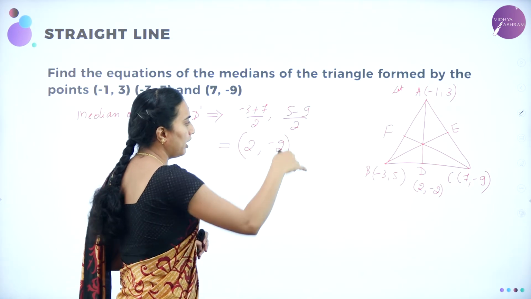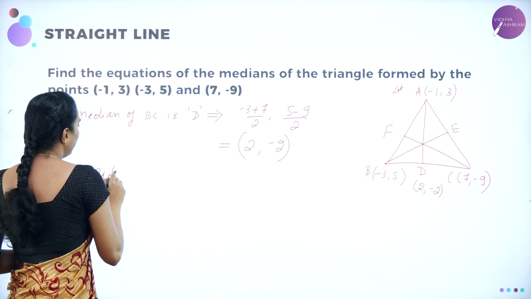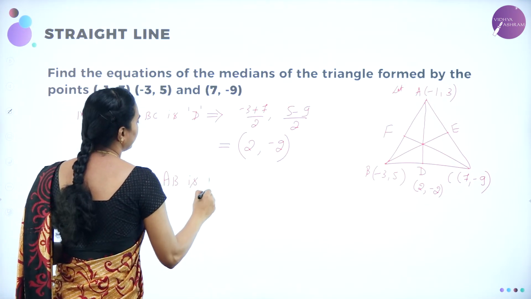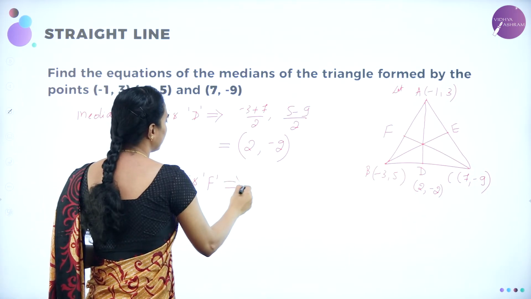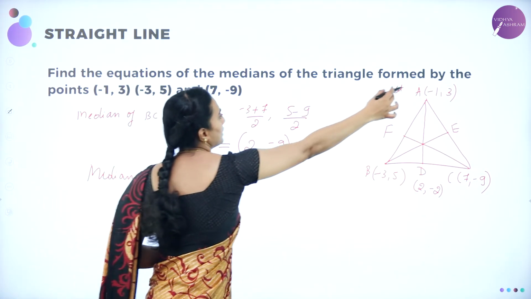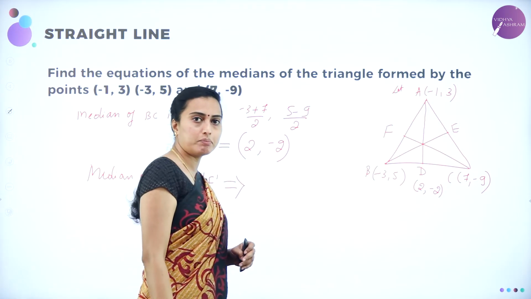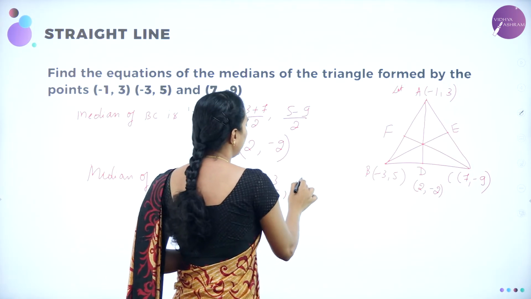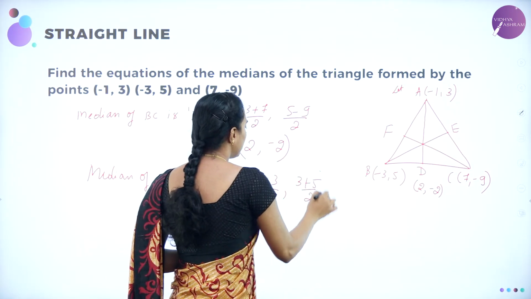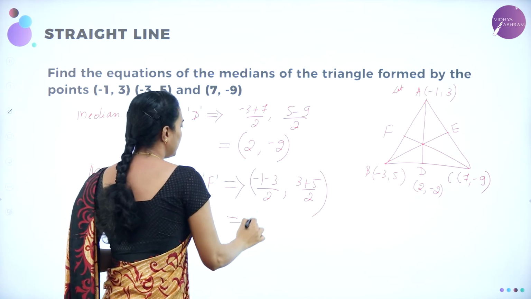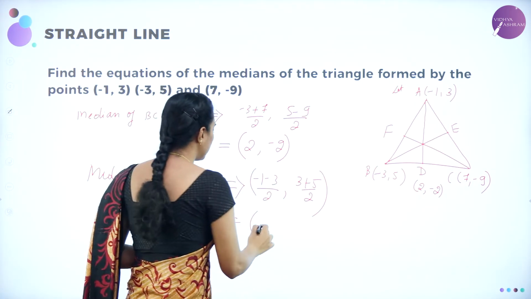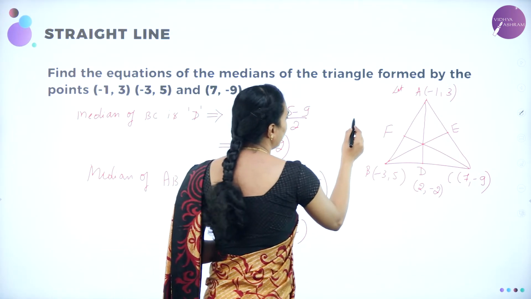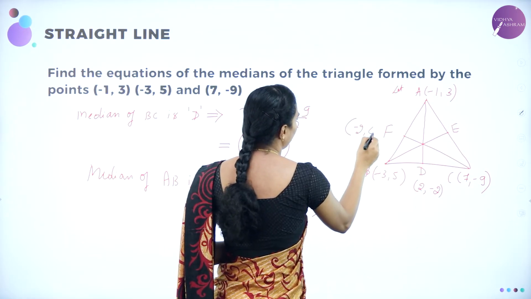Let me find the point on AB. The midpoint of AB is F. So F will be (x1 plus x2) by 2, which is (-1 minus 3) by 2, comma, (y1 plus y2) by 2, which is (3 plus 5) by 2. So F is -1 minus 3 is -4, by 2 is -2, comma, 3 plus 5 is 8, 8 by 2 is 4. So F is (-2, 4).